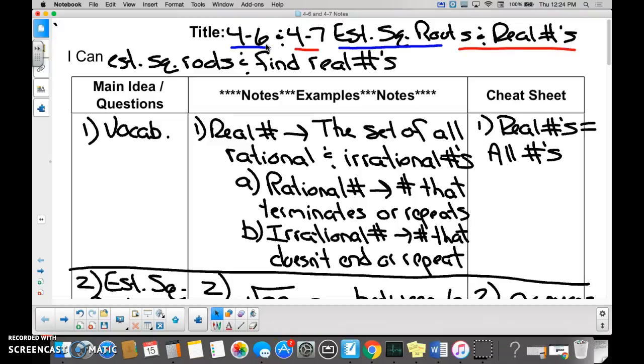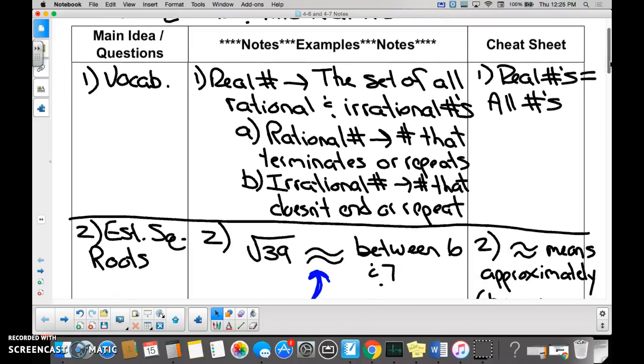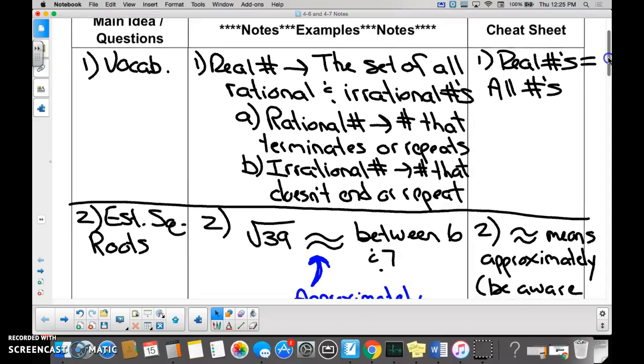Okay, so the vocab. The vocab, if you recall, only focuses on the real numbers. There is really no vocab for estimating square roots. So a real number would be all of the rational and irrationals. We're going to get to a chart a little bit later that shows you. Rational numbers terminate or repeat, and irrationals never end and never repeat.